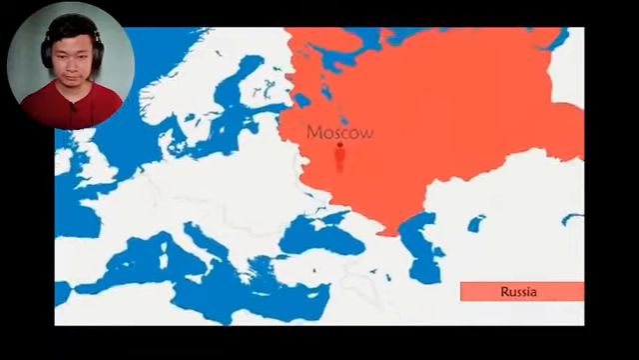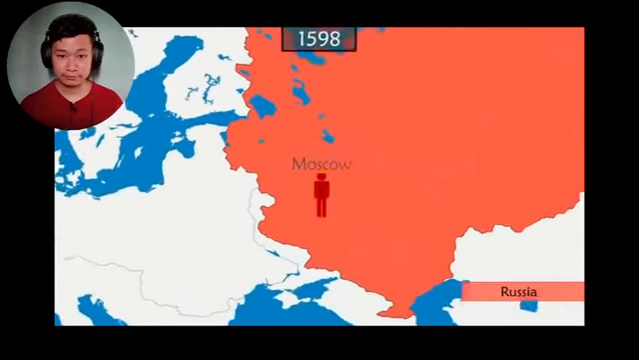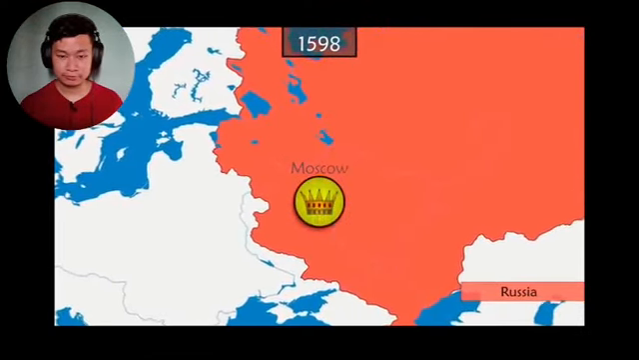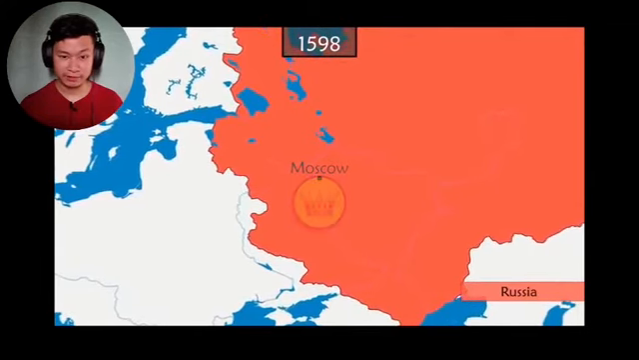So this is the Russian Empire summary. In the Tsardom of Russia, after the death of Fyodor I in 1598, the Rurik dynasty that had ruled the country for 700 years is extinguished.